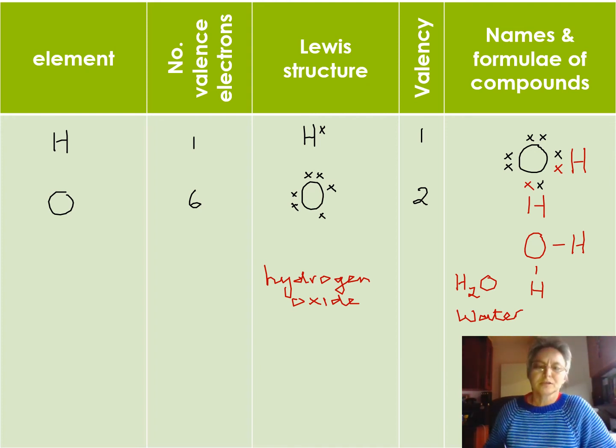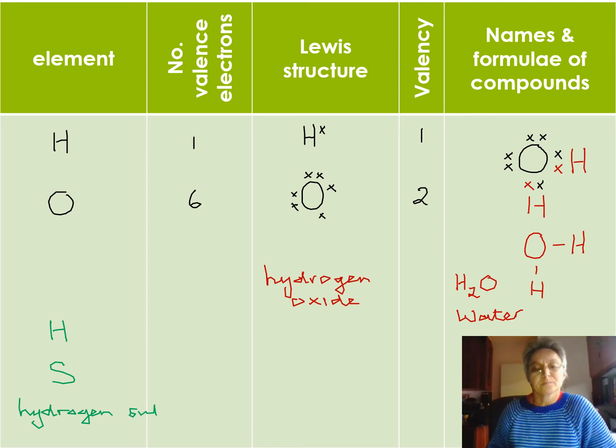Right, now I'm going to give you a chance to do one by yourself, and that is when hydrogen forms a bond with sulfur. I'm going to give you quite some time to do that one by yourself. I know that sulfur is in the same group as oxygen, so it should act in a similar way, and the compound's name will be hydrogen sulfide.